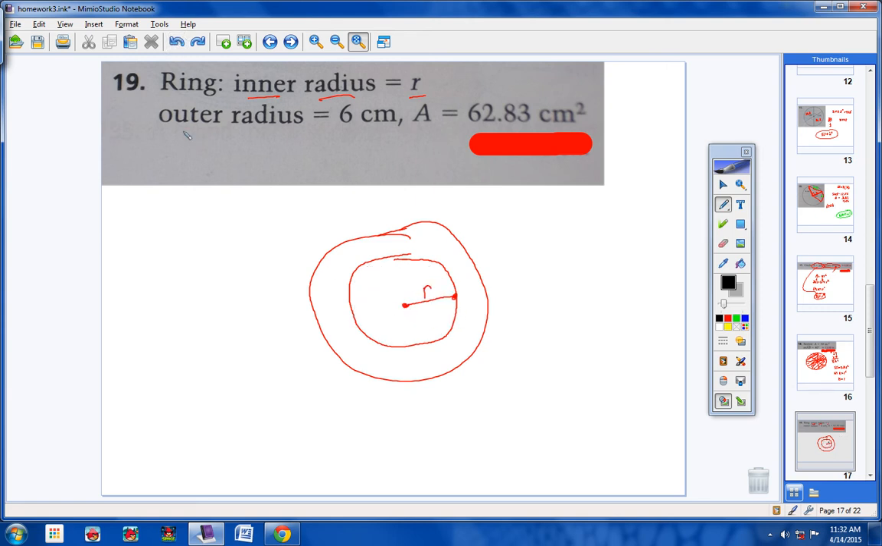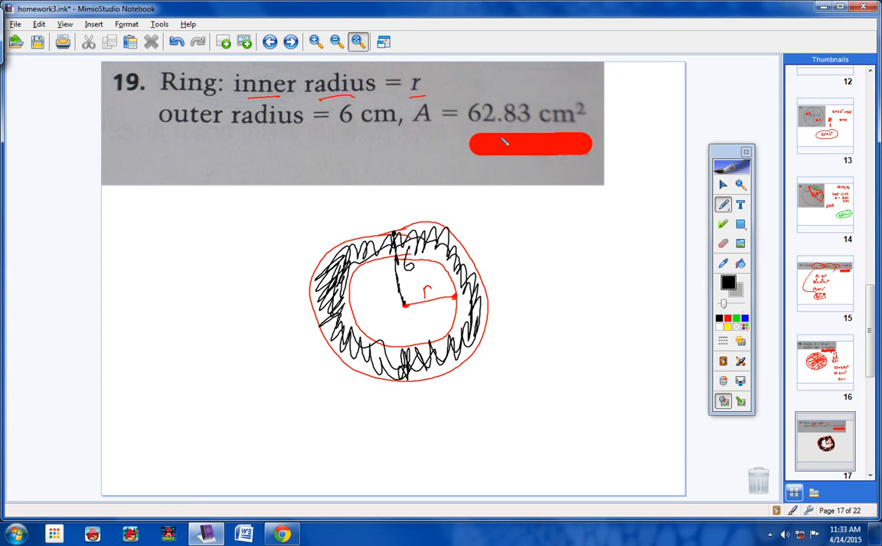Now, they really don't explain this very well. I'm going to try to help you, okay? When it says outer radius is 6, that means from here to here is 6, okay? Now, when they say the area is 62.83, guys, believe it or not, they're talking about this ring right here. They really should have labeled that better. Trust me, I've worked this out. I've got the right answer. And if I'm wrong, I can't think of any other way that they meant this, okay? So they're telling you the outer ring area is 62.83.